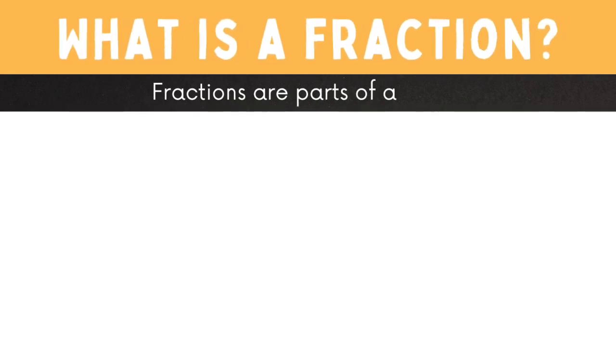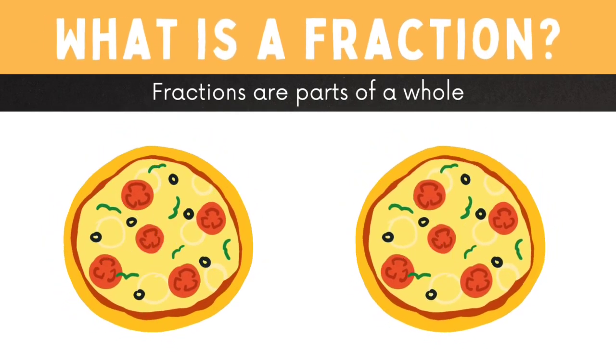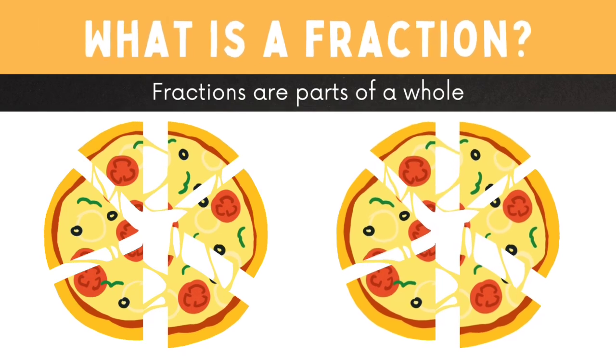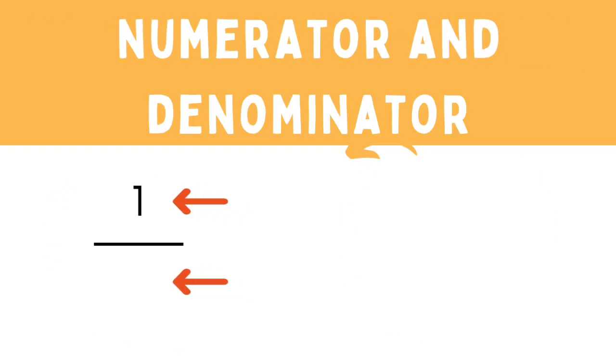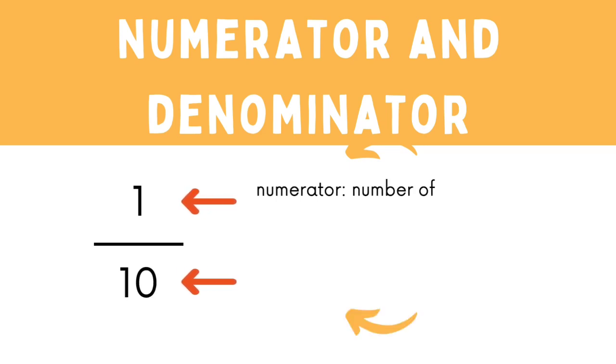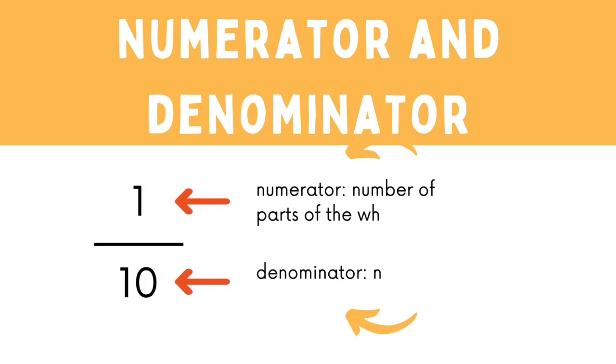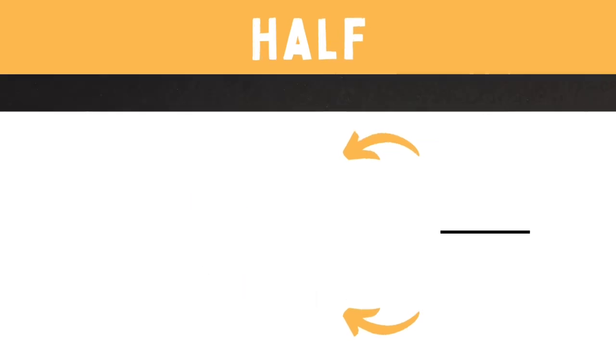Imagine you have a pizza. If you cut it into equal slices, each slice is a fraction of the whole pizza. Every fraction has two parts. The top number is called the numerator, and the bottom number is called the denominator. The numerator tells us how many parts we have, and the denominator tells us how many equal parts make up the whole.